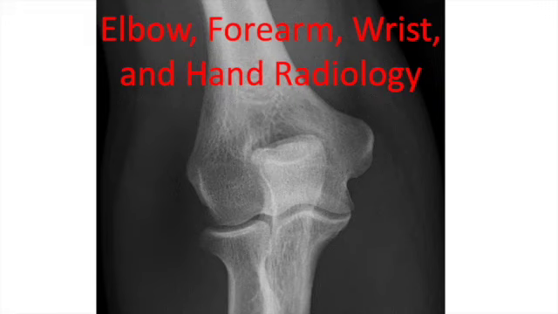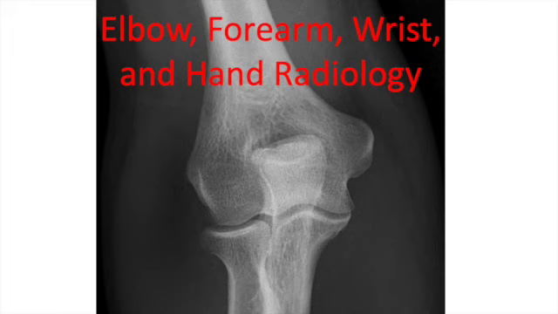So taking a look at elbow, forearm, wrist, and hand radiology. This section, I will be perfectly honest with you, is not as difficult, not as rigorous as some of the other sections that we've gone over, especially in the context of things like the spine. But definitely make sure that you understand all the search patterns. We're still going to use our ABCs when it comes to radiology with this.